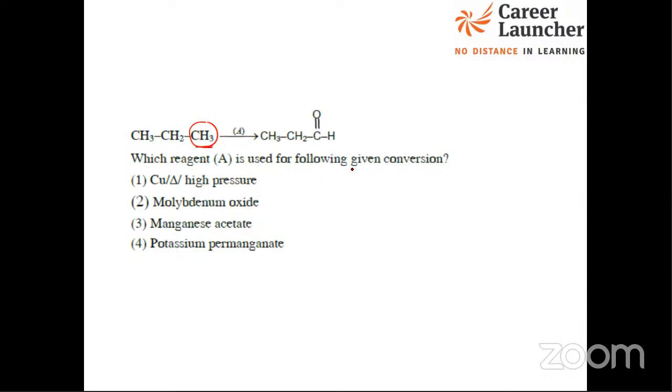Which reagent is used for the following given conversion? It is molybdenum oxide. Molybdenum oxide is used to oxidize for the above conversion. It is the most suitable one, for conversion of alkane to aldehyde.